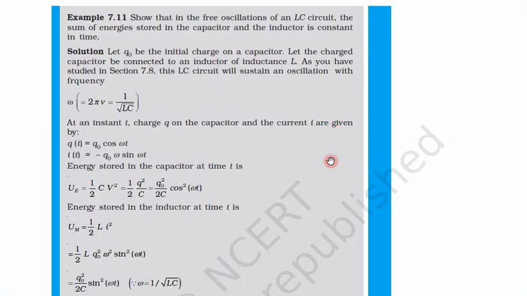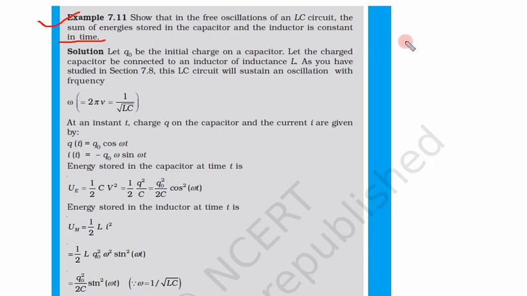Now let us do this example 7.11. Example 7.11: show that in the free oscillations of an LC circuit, the sum of energies stored in the capacitor and the inductor is constant in time. So this is a very similar question.